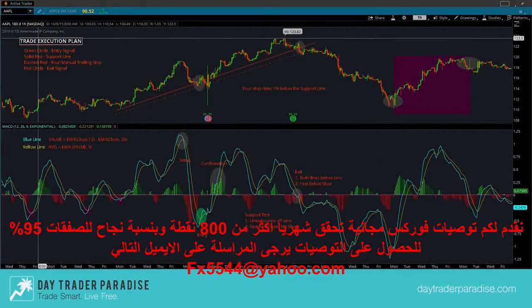So your traditional way of doing the MACD, a little trade execution plan here, right? The green circle is your entry. The solid red is a support line, and the dashed red is your manual trailing stop. Everybody knows this, trading 101. And then you get in, this is Apple stock, a very popular and very highly traded stock. You enter when the lines cross and the histogram's above 0, and you exit when the lines cross the other way around. You got in at 116, and then you got out at like 118. Congratulations, you made $2 on a $12 move.